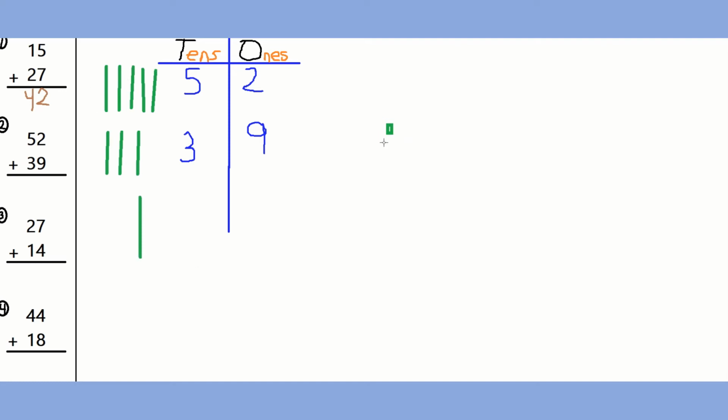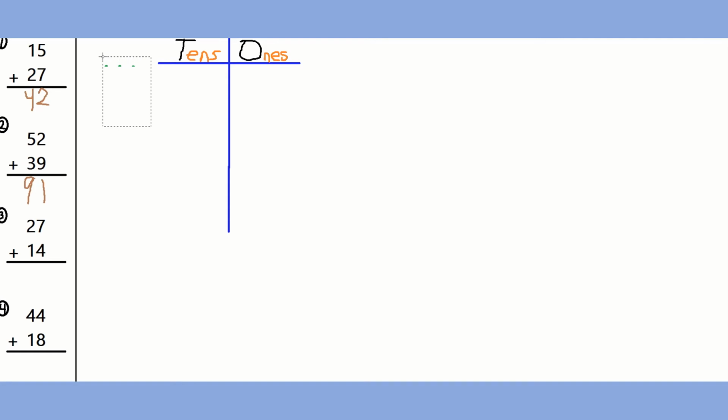And now, how many ones do we have left? 1. How many 10s do we have? 1, 2, 3, 4, 5, 6, 7, 8, 9. So now we know that 52 plus 39 is 91. Let's get rid of this and do the next one. All right. So let's look at 27 and 14.